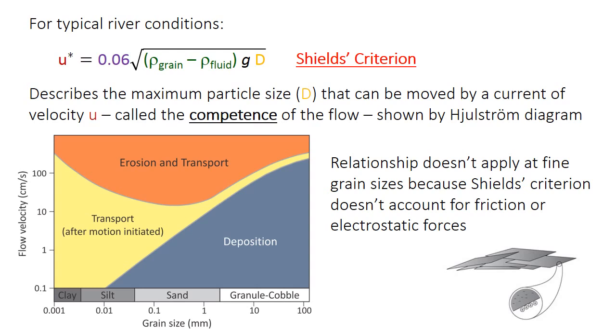Once those fine particles get moving, however, they're really easily transported, and so they're not going to be deposited until water velocity is extremely slow. You can see that, for example, a 1 millimeter grain will be deposited once the water slows down to approximately 10 centimeters per second, but a 0.1 millimeter grain won't be deposited until the current velocity is approximately 1 centimeter per second.